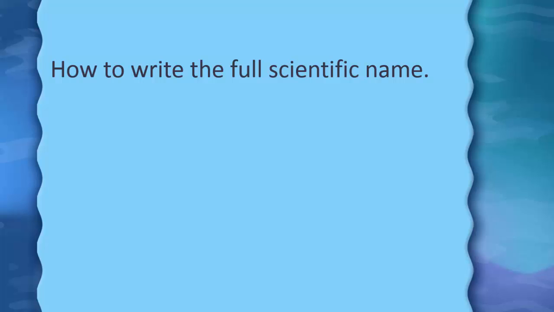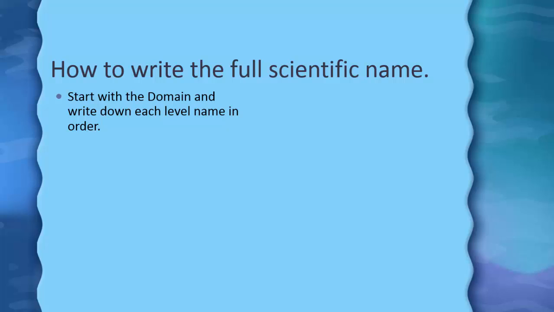Alright, so how do you write the full scientific name? Well, you start with the domain and write down each level name in order. So for humans, I would start with Eukarya, then Animalia, Chordata, Mammalia, Primates, Hominidae, Homo, and then Homo sapiens. So you go all the way down the order.